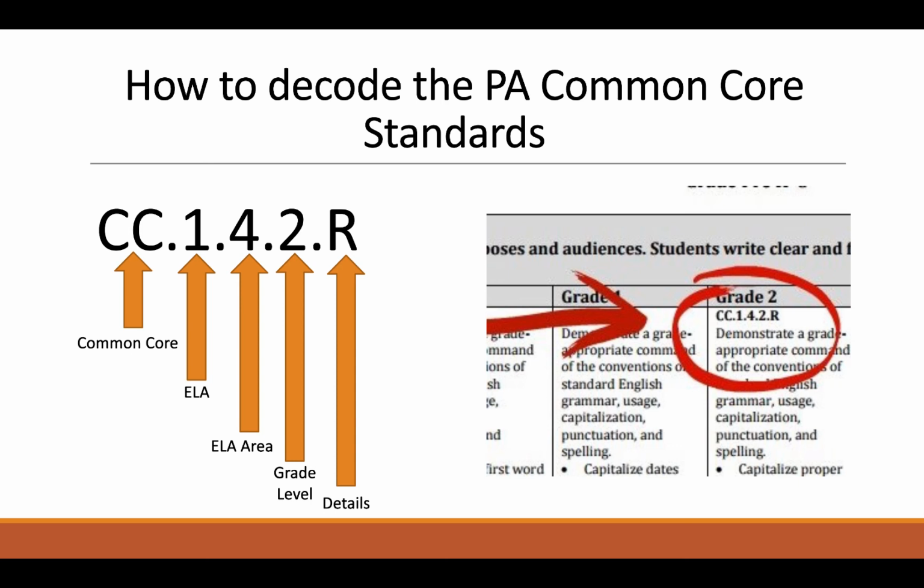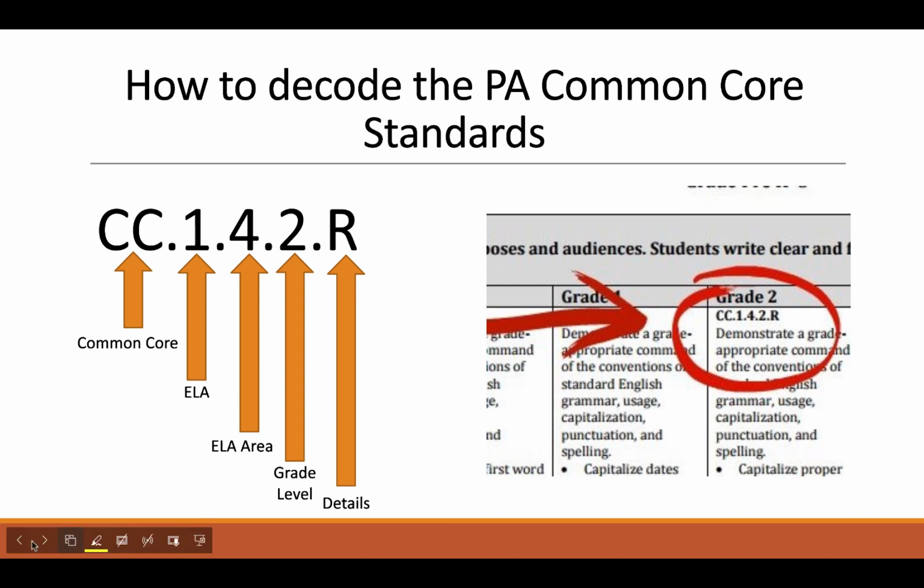The 1, as I referred to before, refers to English language arts. The 4 in this instance is the ELA area of writing. The 2 is the grade level. And the R refers to the specific standard details. In this case, demonstrate a grade appropriate command of the conventions of standard English, grammar, usage, capitalization, punctuation, and spelling.